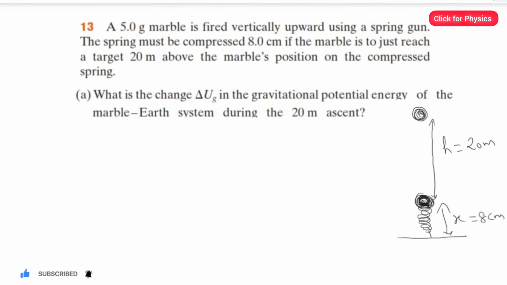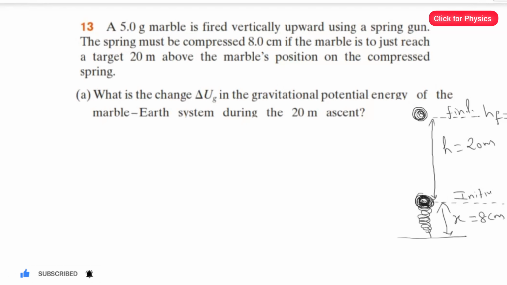Now we have to answer the first question. So this is the diagram they mentioned in the question. What is the change in gravitational potential energy of the marble-earth system during the 20-meter ascent? So for this diagram, we have to find the gravitational potential energy. This is the initial point and this is the final point. The initial height is 0 because this is our reference point, so hi is equal to 0. When the marble reaches the maximum height, the final height is 20 meters.